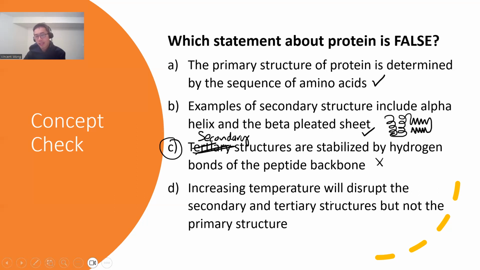Now, I also told you last class, if you change the temperature or the pH or the type of solution, you will be disrupting the secondary and tertiary structure of the proteins, causing them to unfold, causing them to denature. But the primary structure will remain intact. The peptide bonds are quite strong compared to some of the interactions that are holding the secondary and tertiary structure together. So if you crank up the temperature, only secondary and tertiary will be affected, but not the primary. So that is also a correct statement there.